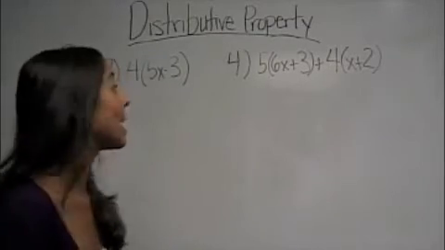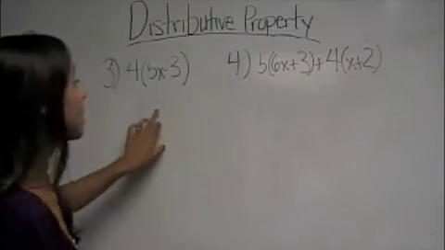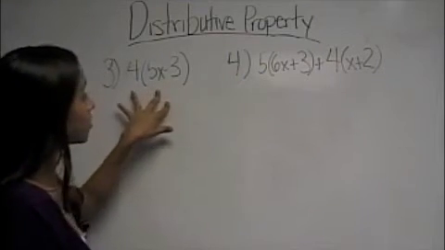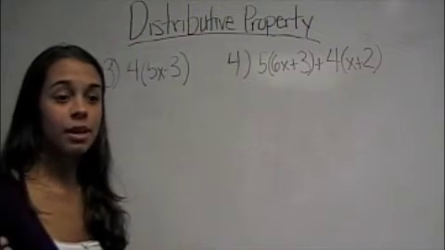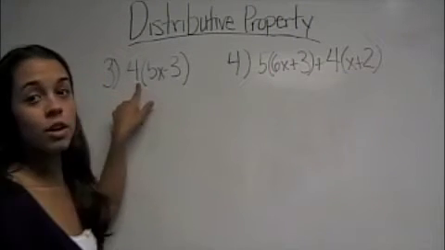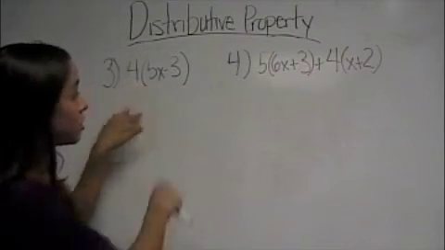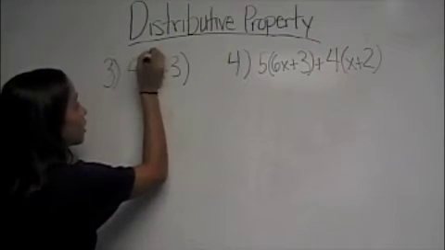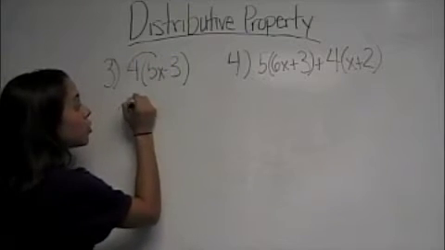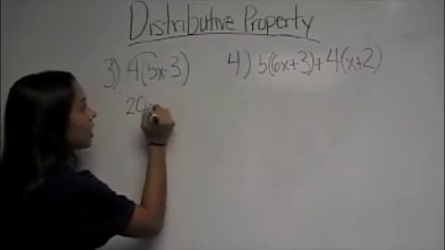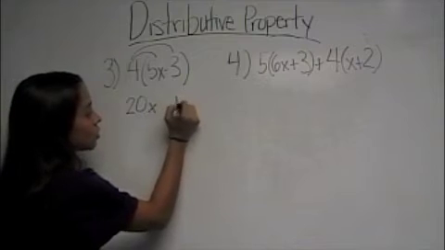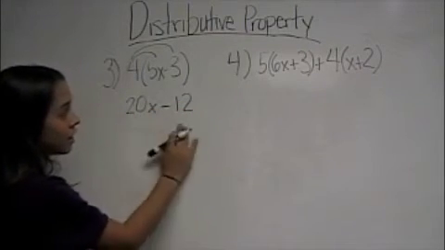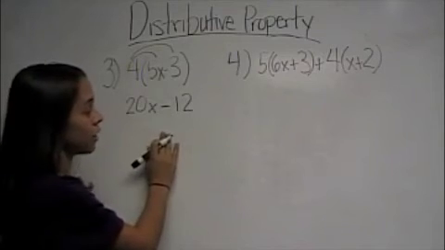Alright, now we're going to look at example number 3. Example number 3 has a variable in it. So we're going to use our rules for multiplying numbers by variables. Alright, 4 is our number we're going to distribute to the quantity of 5x minus 3. So let's take 4. 4 times 5x is 20x. 4 times 3 is 12. Bring down our minus. And that is our final answer. We cannot go any further.